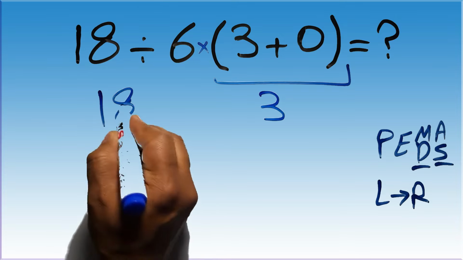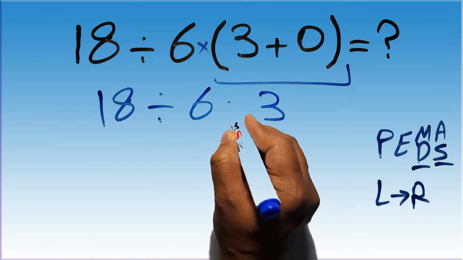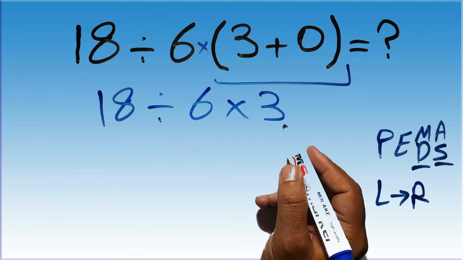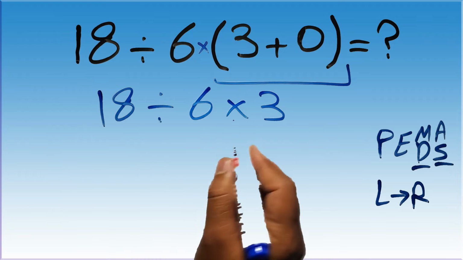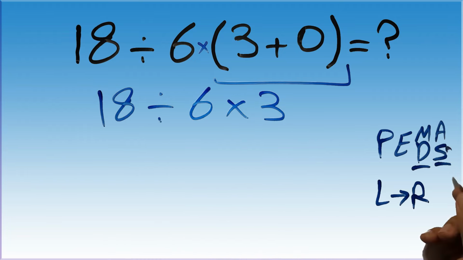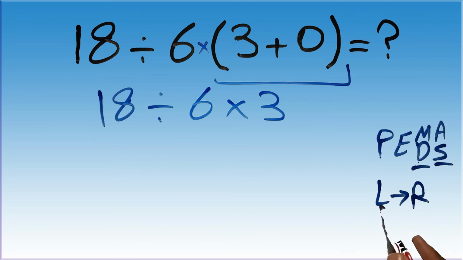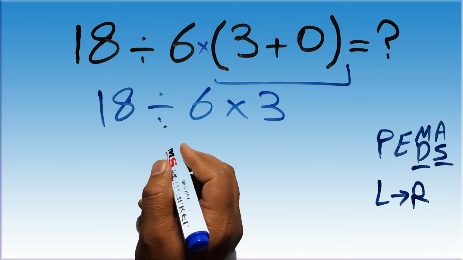Okay? So 18 divided by 6 times 3. Okay? Now we have one division and one multiplication. As I said, multiplication and division have equal priority and we have to work from left to right. So here, first we have to do this division.